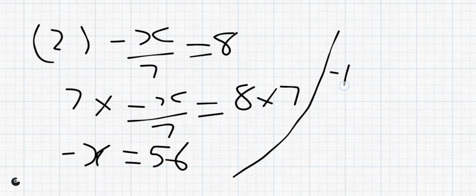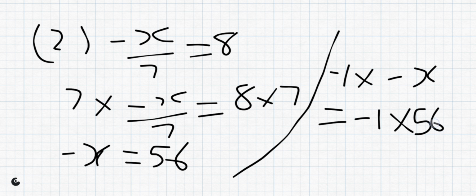So minus 1 times minus x is equal to minus 1 times 56. So minus 1 times minus x is x, which is minus 1 times 56, which gives us minus 56.